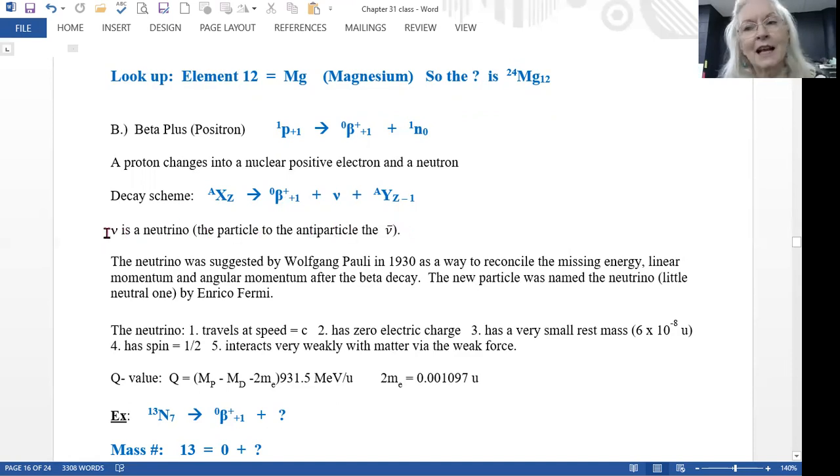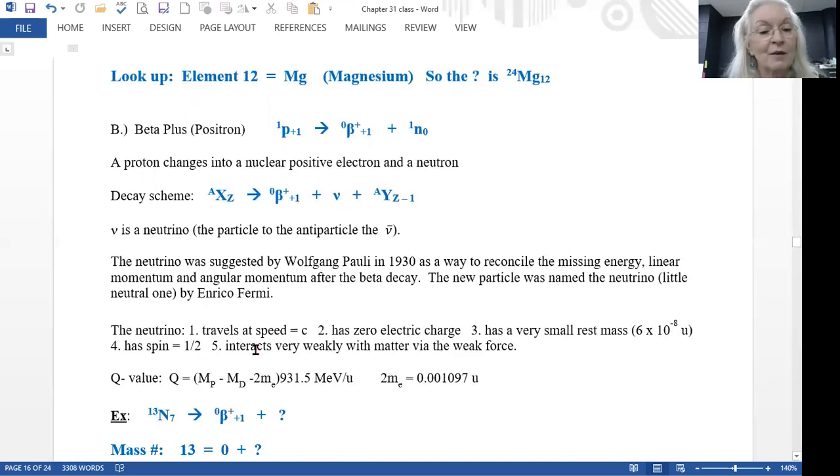Every particle has an antiparticle, and we'll talk about that a little later. The neutrino was suggested by Wolfgang Pauli in 1930 to reconcile that missing energy I mentioned earlier. It also fixes differences in linear momentum and angular momentum, and takes care of the things we couldn't explain any other way. The neutrino is interesting. We have studied it. It travels at the speed of light, so that's what little c is, remember. It has zero electric charge. It has a really tiny rest mass.